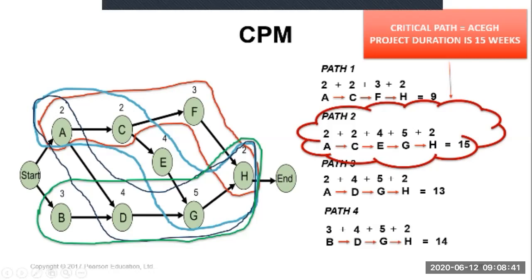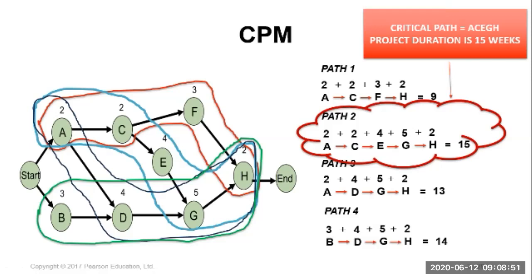So A, C, E, G, and H are the critical activities. It means that you cannot delay activities A, C, E, G, and H. A needs to complete within 2 weeks, so you must complete A within 2 weeks. C must be completed within 2 weeks. You must complete C within 2 weeks. You cannot delay this activity.